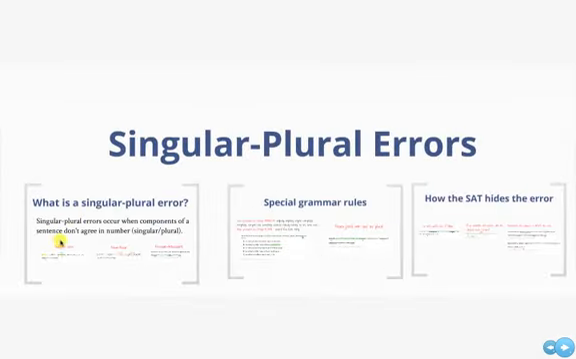So to recap, we talked about what is a singular-plural error. Basically, it must agree in number. We talked about some special grammar rules and some tricks of how the SAT hides the error. Singular-plural errors are the most frequently tested on the SAT, accounting for almost 9% of all the problems, and it's important that you understand these well.